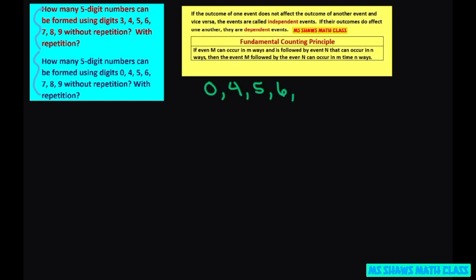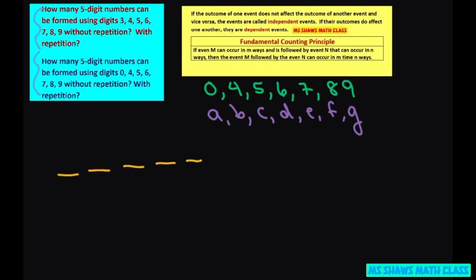All right. The difference between this problem and this one, and let me write out my digits: 0, 4, 5, 6, 7, 8, and 9. So again, that's like saying A, B, C, D, E, F, and G. So if I want 5 digits, 1, 2, 3, 4, 5, and I have to use these digits, I cannot have 0 as the first placement. So for the first placement, I only have 6 choices.